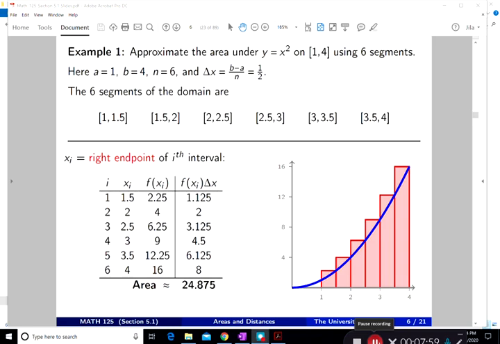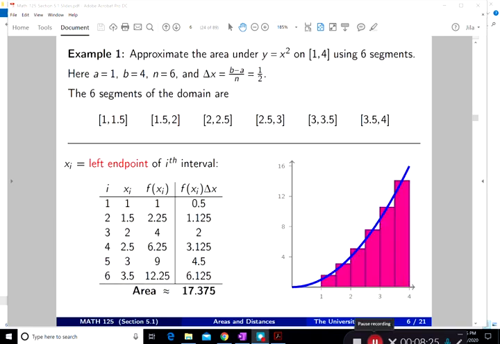So finding all these f of xi's and multiplying it by delta x, you get all the areas of the little rectangles. You add them all together, you get the area of the entire thing, all the additions, and it gives you that estimated area that you see over there. Now what do we do if we have left endpoints?